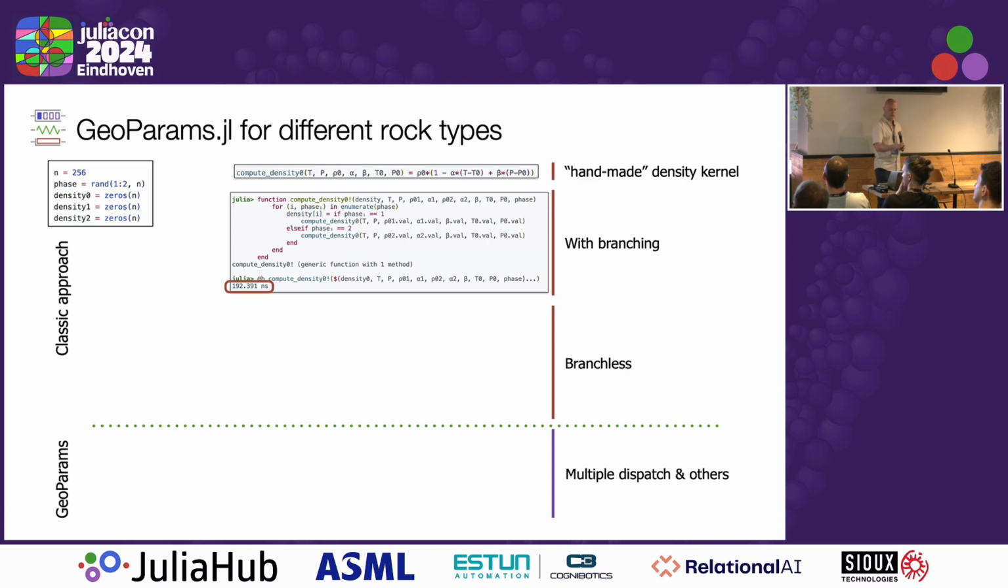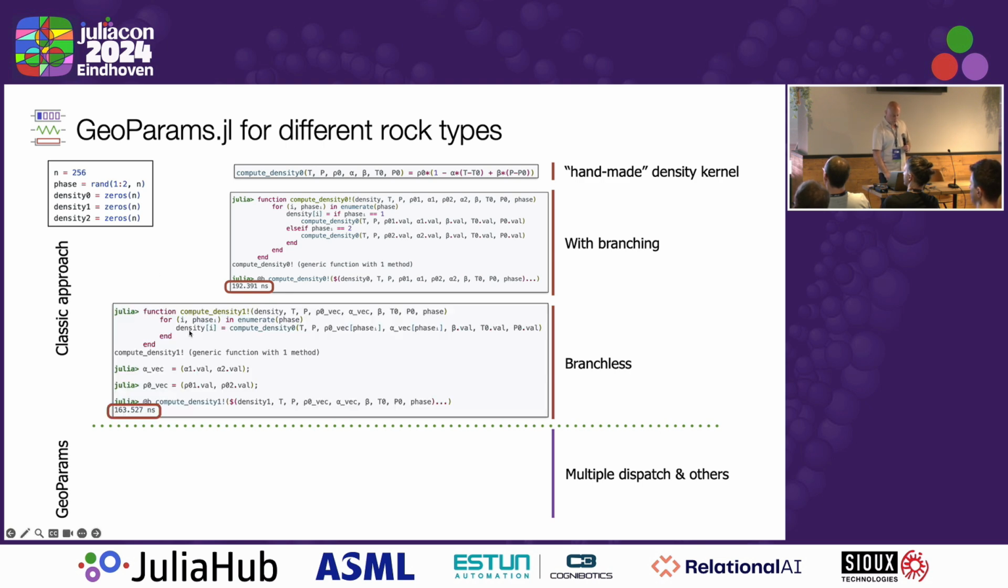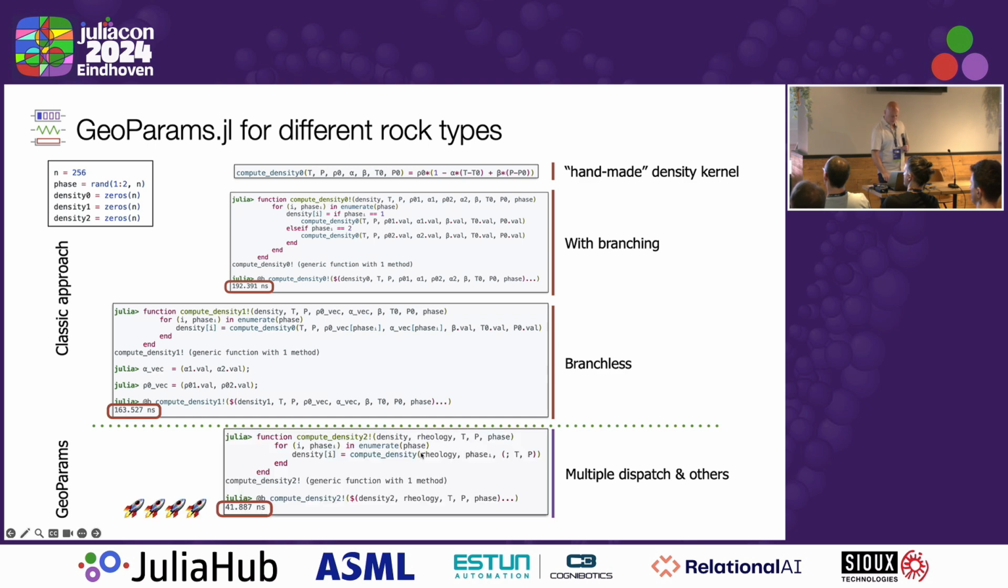Now you can, of course, say, well, using if statements is bad, so let's get rid of that. You get a faster code. So if we do the same without if statements, it is indeed a little bit faster, 160 nanoseconds. But if we do the same with GeoParams, the same type of loop, we are 4 times faster, and that is because we are using multiple dispatch and a few other tricks in the background. So you see that this really brings an advantage of having this in a central package rather than having to code this up yourself in each individual code.